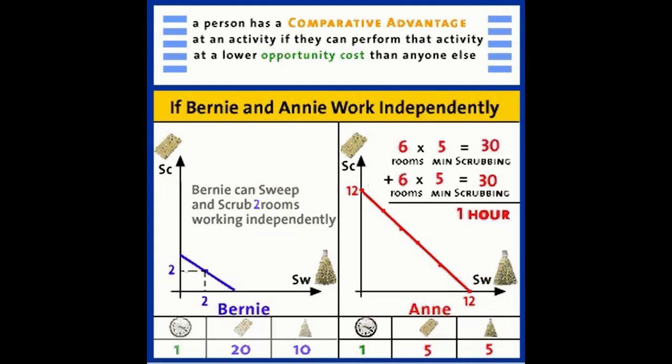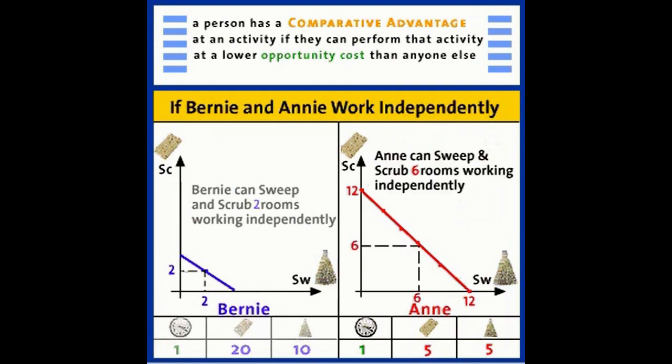Now, if you look over on the board, I'm going to do a summary of this outcome. When they work independently of each other, and each one of them has to sweep and scrub the same number of rooms, then Bernie is able to sweep and scrub 2 rooms in an hour, Ann is able to sweep and scrub 6 rooms in an hour.